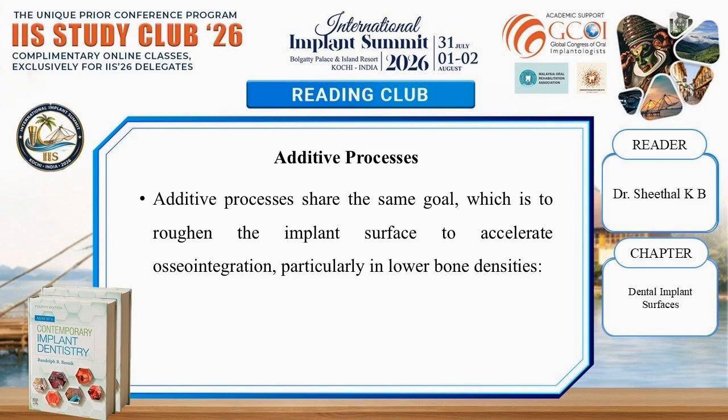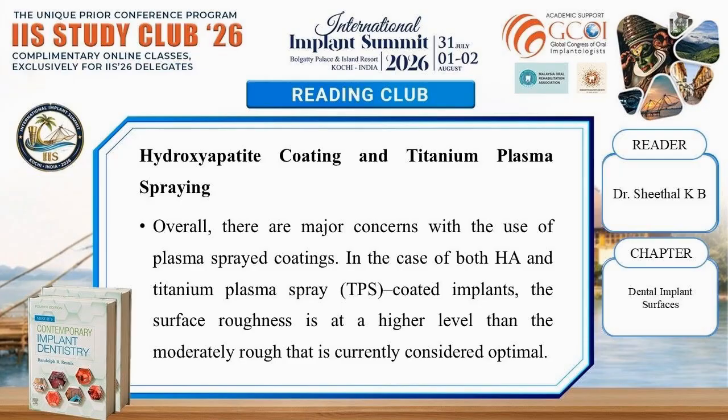Additive processes. Additive processes share the same goal, which is to roughen the implant surface to accelerate osseointegration, particularly in lower bone densities. Hydroxyapatite coating and titanium plasma spraying. Overall, there are major concerns with the use of plasma sprayed coatings. In the case of both hydroxyapatite and titanium plasma spray-coated implants, the surface roughness is at a higher level than the moderately rough that is currently considered optimal.